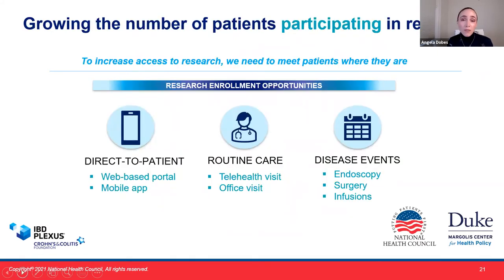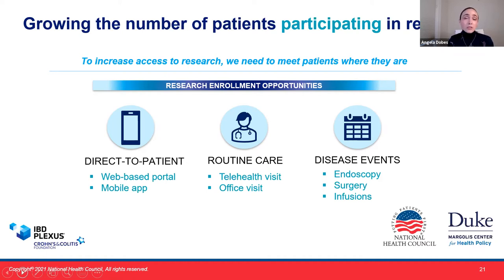While we're humbled to have met a really big patient enrollment milestone of over 25,000 patients, it's of utmost importance that the research generated through Plexus is representative of the entire patient population. So when thinking through strategies to recruit and enroll patients into studies, a key component was integrating everyday clinical care and research, where we have deployed mechanisms to recruit patients during routine care and at key medical events such as endoscopy.